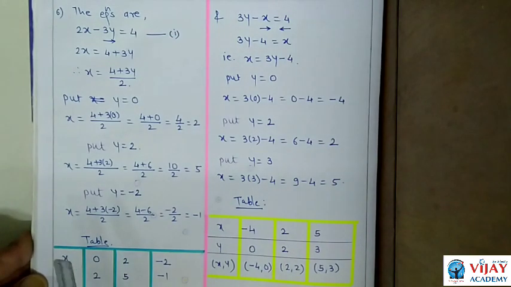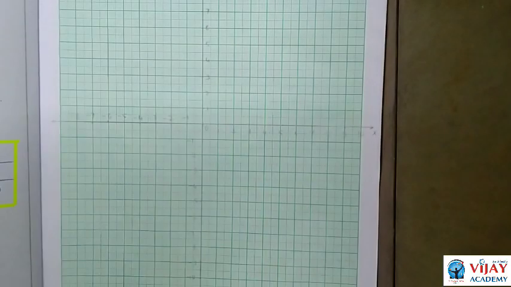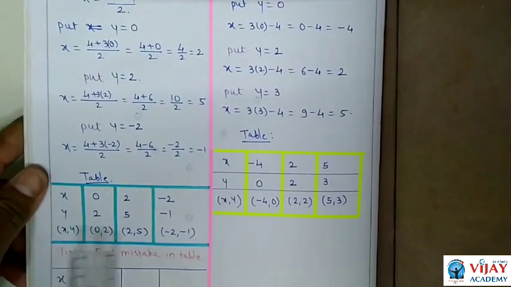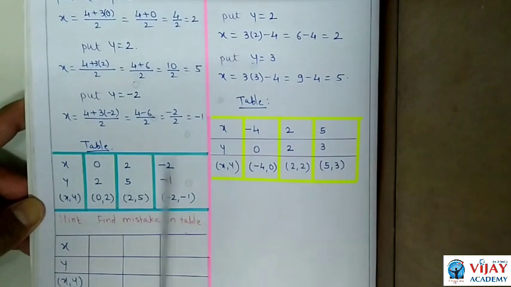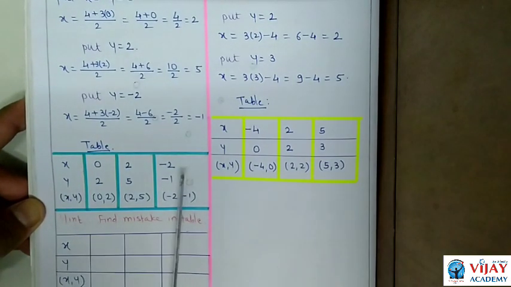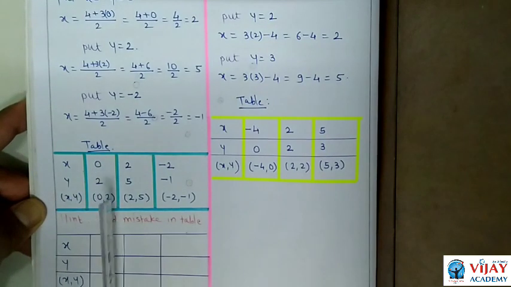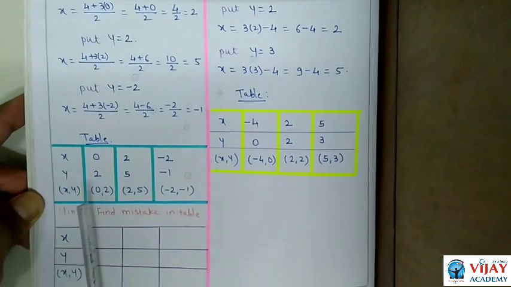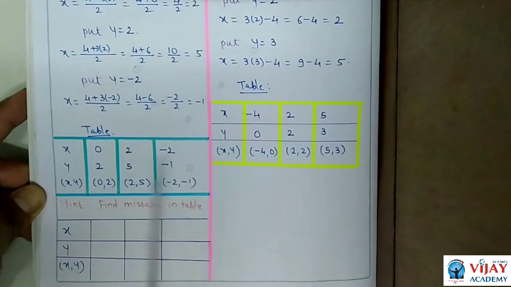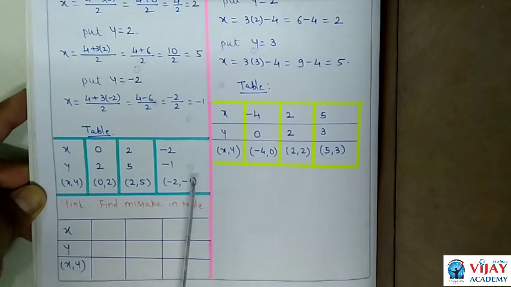And you have to plot these points on a graph. Now in this case we made a mistake, so first we have to find the mistake, then plot the points on the graph. And if you plot these points, they are not collinear points. In this case, what mistake I made, first we have to find it and then draw the graph.